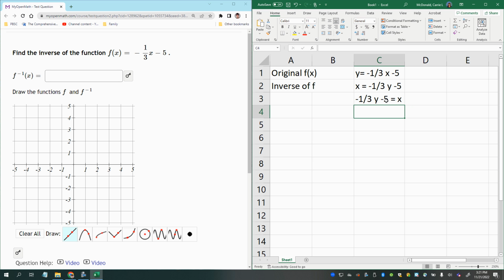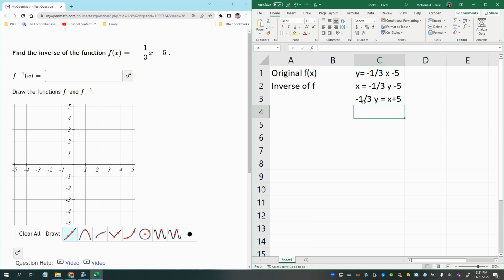Now I'm going to add 5 to both sides of this equation so that I can get this 5 basically moved to the other side of the equal. So I'm just going to add 5 here on the left, and as long as I do the same thing on the right, then all things are equivalent. So -5 plus 5 just becomes 0, and then I don't really need to write the 0. So then I have -1/3 times y equals x plus 5.